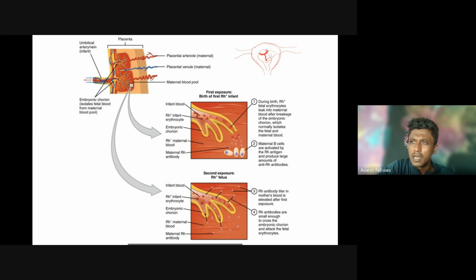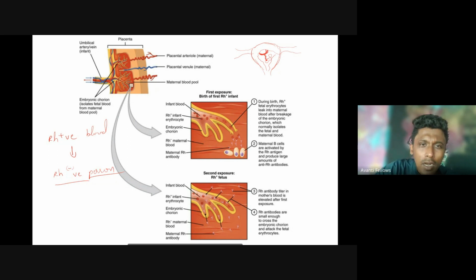Now, when does RH become a problem? Now, see here, RH positive blood, when it is mixed with an RH negative individual, what happens is they undergo this hemolytic disorder. How does it happen? Now look here, this is the placenta, right? This is the infant blood, infant means baby. And this is the mother blood. So this is the mother tissue, and whatever the finger that is there inside, that is the baby's blood.